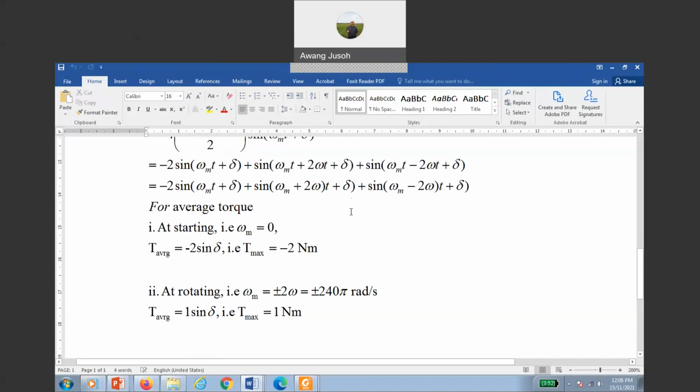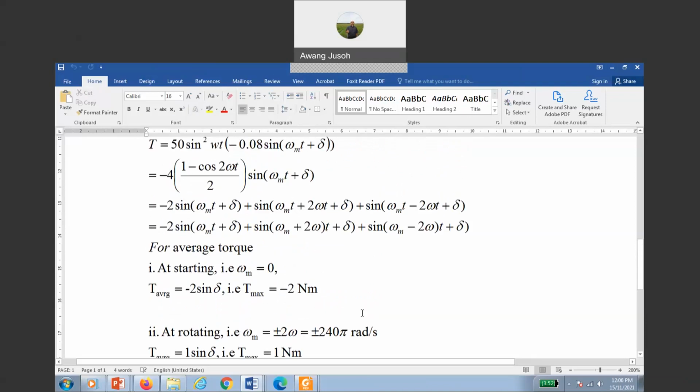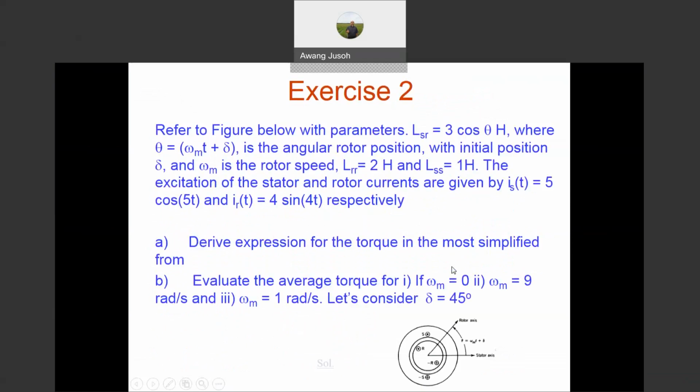That means the maximum torque equals 1 Newton meter. At rotating, when the speed equals plus or minus 2 omega, the equation for the average torque is 1 sine delta. We can also find the maximum torque equal to 1 Newton meter whenever delta equals 90 degrees. I think that's clear for finding the torque equation like that. Now we move to the next example, which is here. In this example, it is the same machine again, a cylindrical machine.